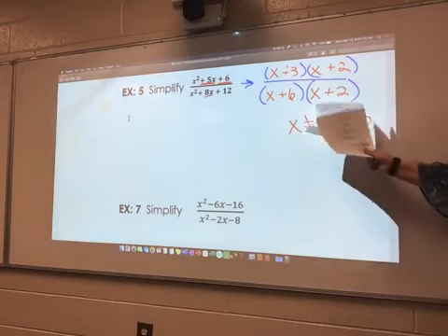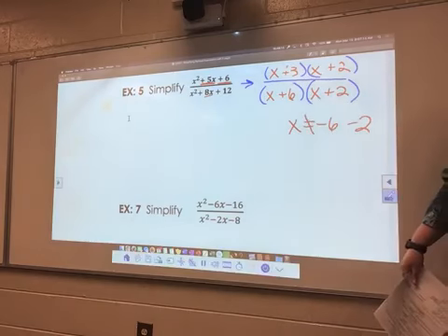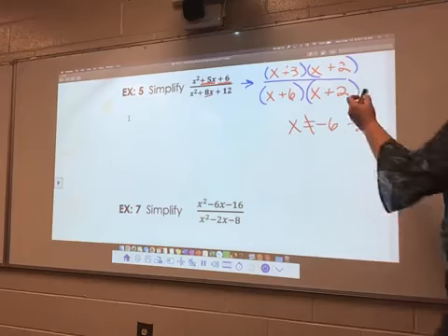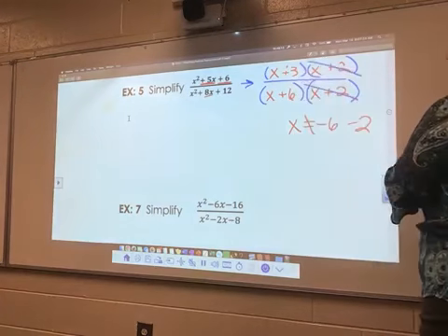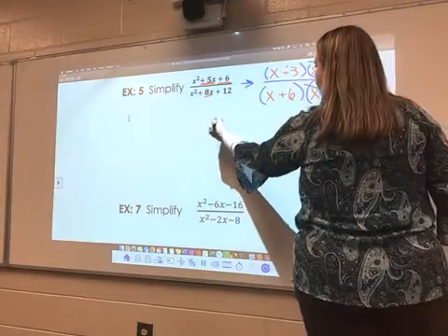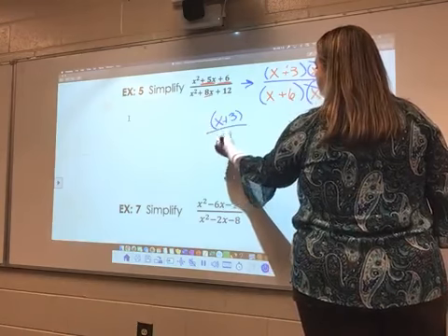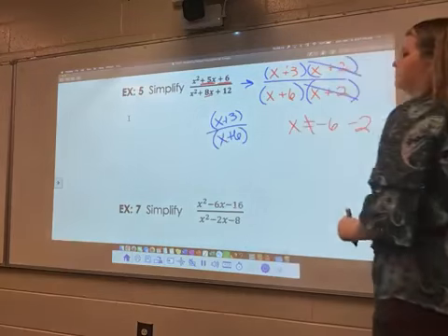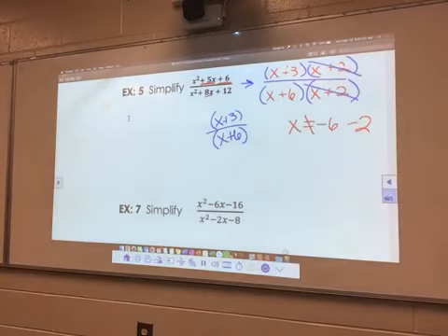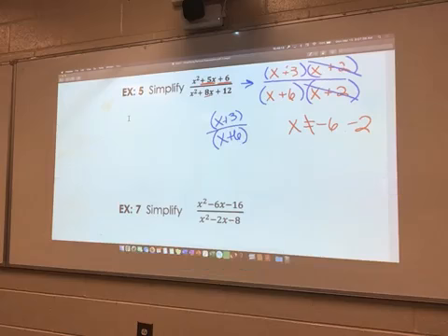Alright, I need to simplify this, so how can I simplify that? My x plus 2's cancel, and then all I have left is x plus 3 over x plus... That's my simplified form. You don't have to put the parentheses since that's all I have there, but I always put them there in case I had another term.